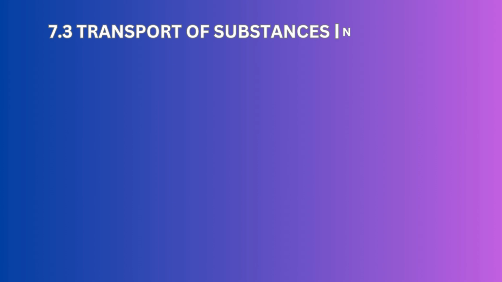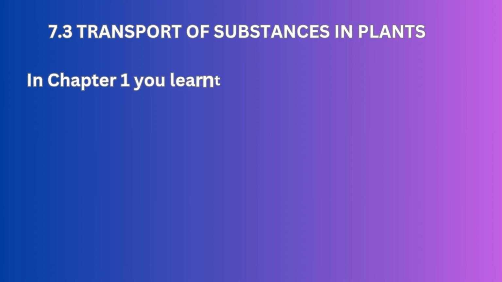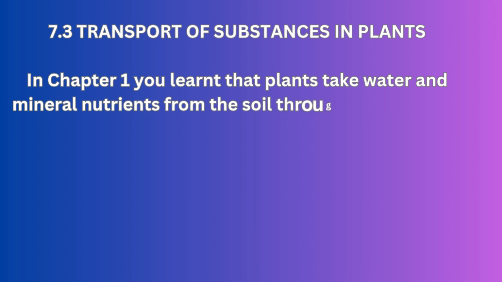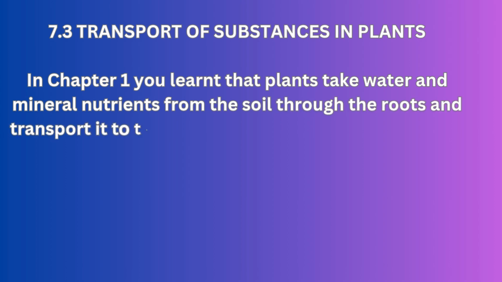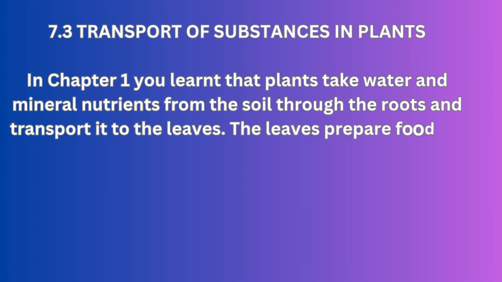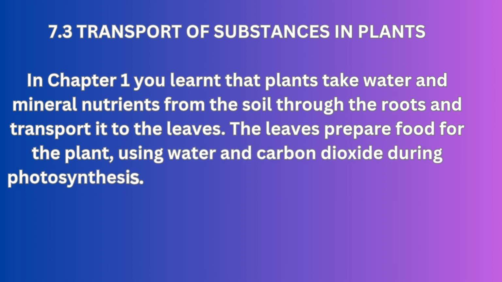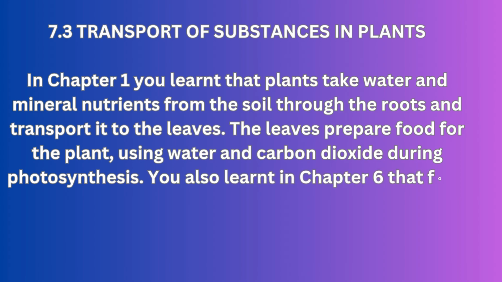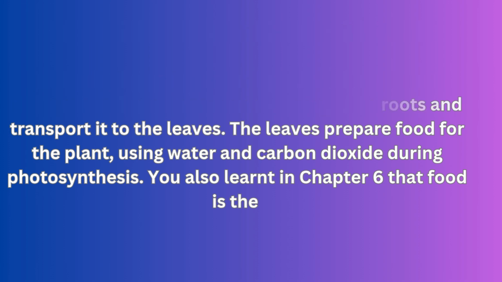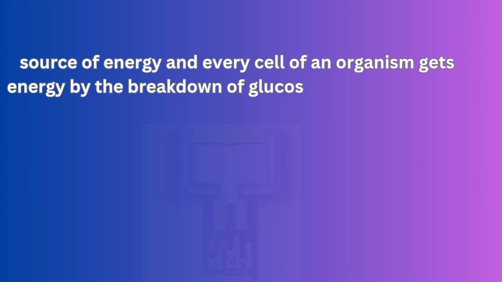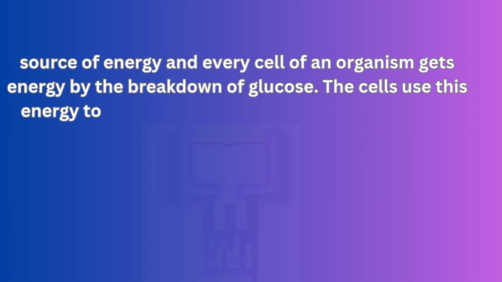3. Transport of substances in plants. In Chapter 1, you learned that plants take water and mineral nutrients from the soil through the roots and transport it to the leaves. The leaves prepare food for the plant using water and carbon dioxide during photosynthesis. You also learned in Chapter 6 that food is the source of energy and every cell of an organism gets energy by the breakdown of glucose. The cells use this energy to carry out vital activities of life.